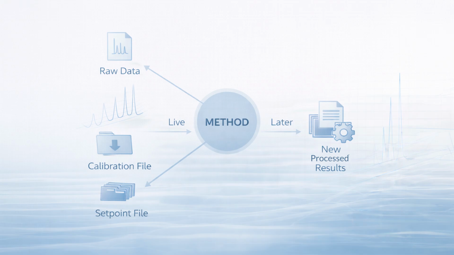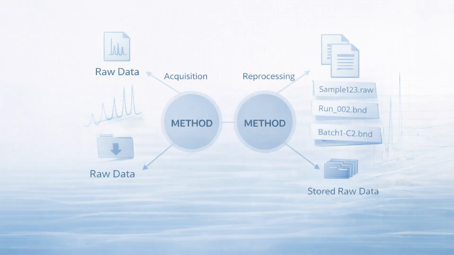The same method can also be applied later during batch processing. In fact, Chromperfect uses the same processing engine whether data is being processed during acquisition or reprocessed later. It is common for laboratories to use one method during acquisition and then apply a separate method for batch reprocessing. This allows updated integration parameters or revised calibration settings to be applied to existing data without rerunning samples. Batch processing can be applied to individual files or to an entire sequence file list.